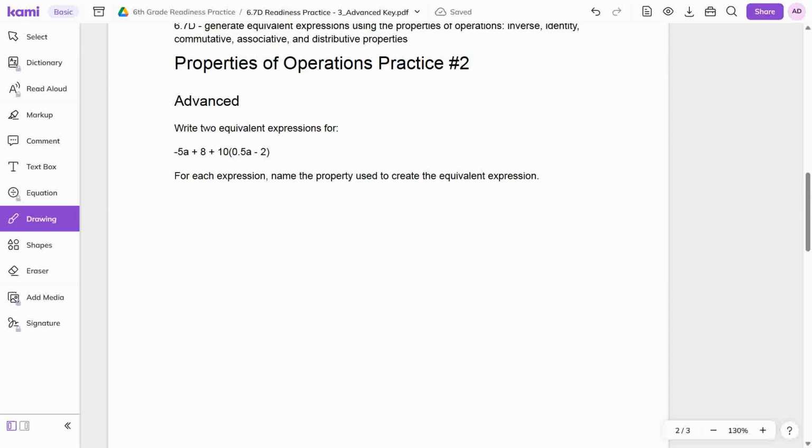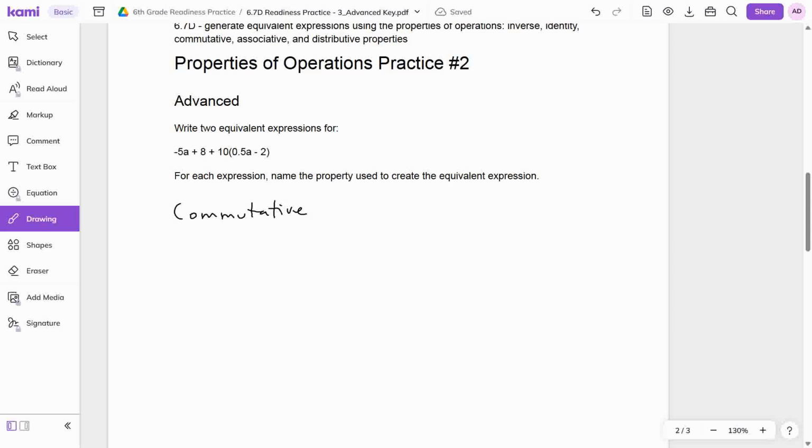All right, so we need to write two equivalent expressions, and now we need to name our properties. Okay, so we have used the distributive property, we have used the commutative property, right? And so let's see, we could use those again. So let's use our commutative property. And we are going to just rearrange the order, right? So we could rearrange the order.